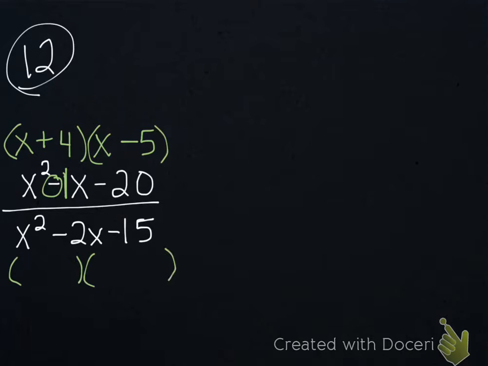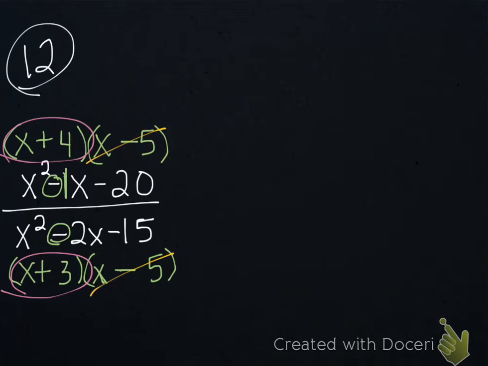Now let's factor the denominator. I need two numbers that multiply to give me 15 and subtract to give me 2. Well, 15's easy. That's 3 times 5. Which one's going to be negative? Middle term is negative. 5 is negative because it's bigger. Now what cancels? The x minus 5's cancel. What's left? An x plus 4 and an x plus 3. So my simplified answer is x plus 4 divided by x plus 3.